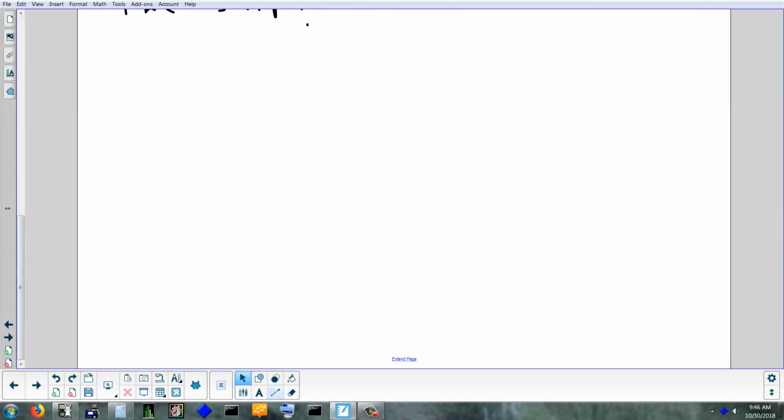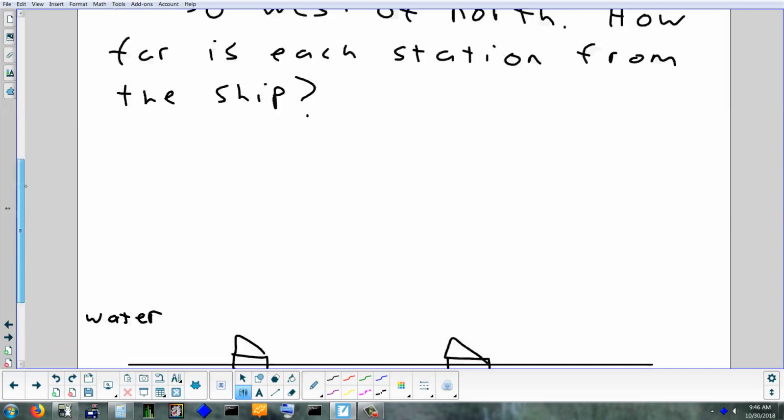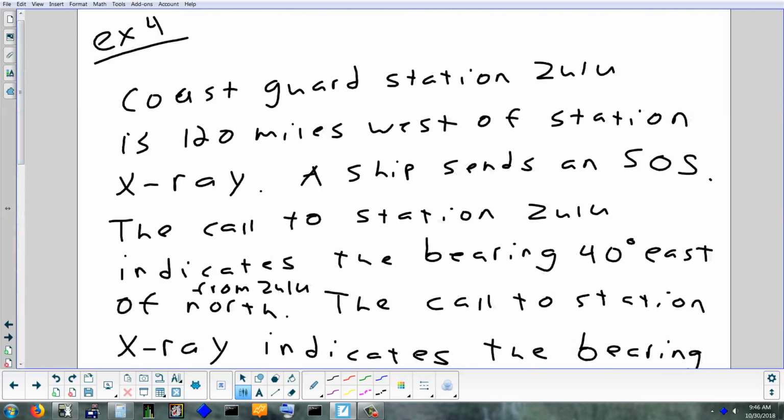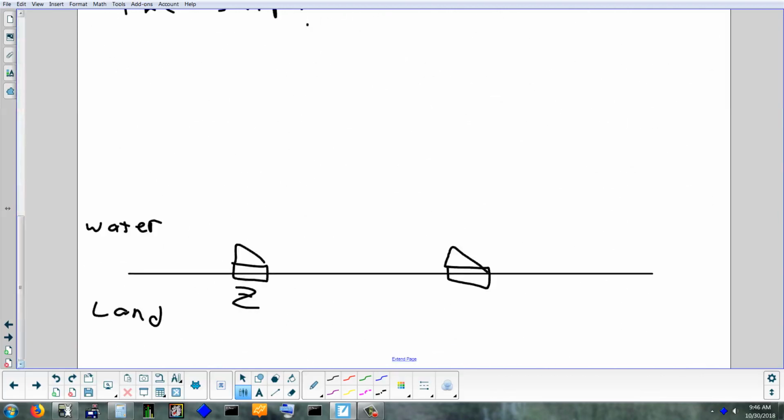Okay, so let's draw it out. So first thing we've got is the coast. On this side will be land. This side will be water. We've got two Coast Guard stations along the coast. I want to make sure I label them correctly. Zulu is to the west, so that means it's left. So Zulu is west of X-ray. And what else do I know about the Coast Guard stations? 120 miles apart.